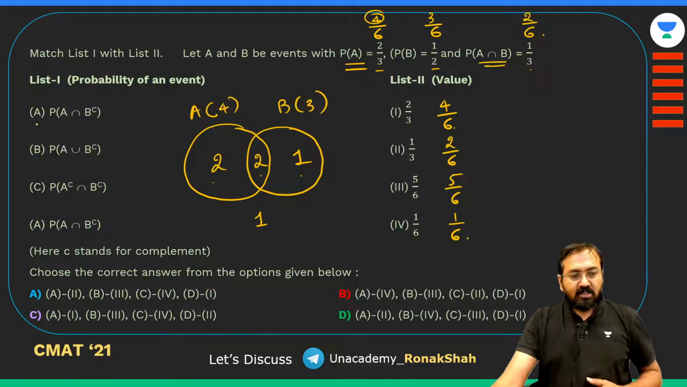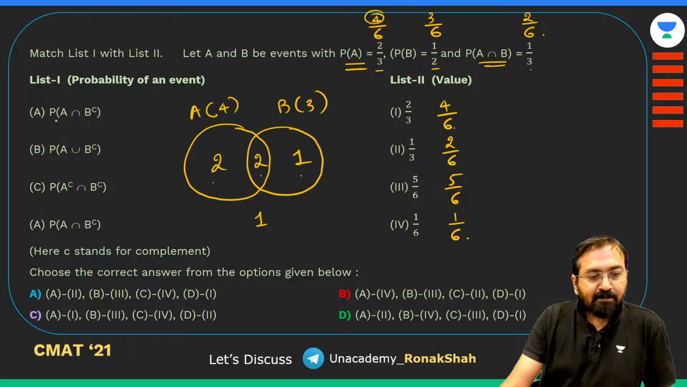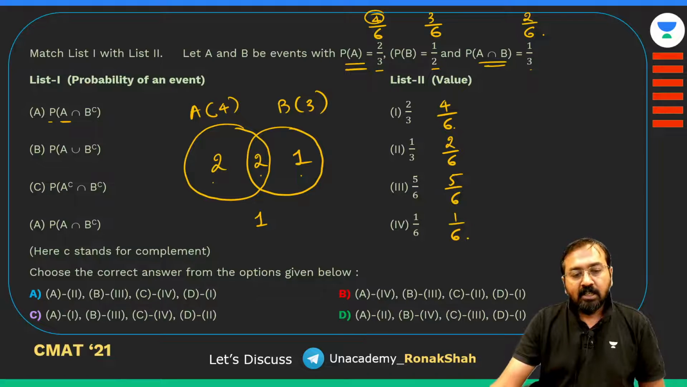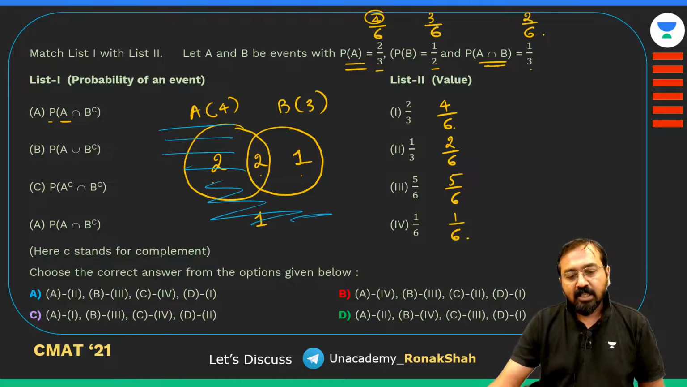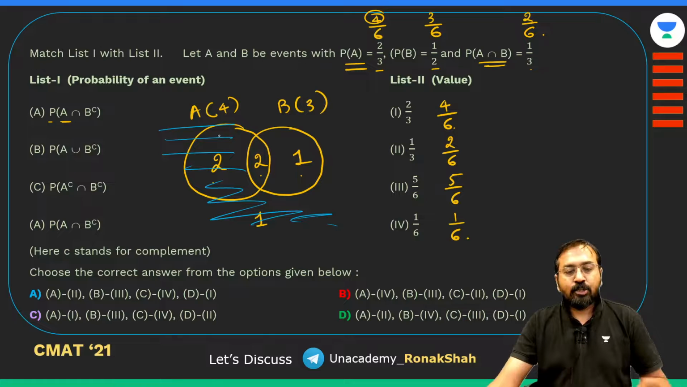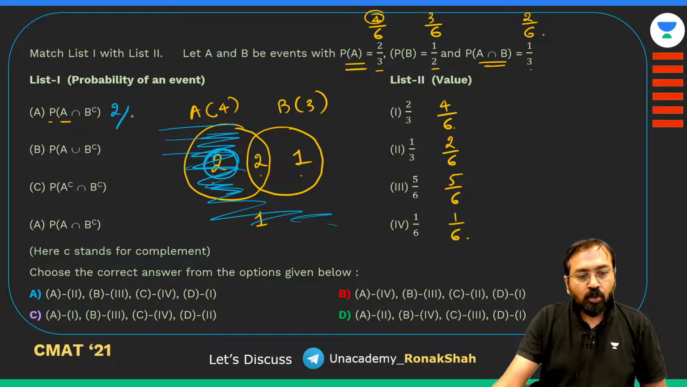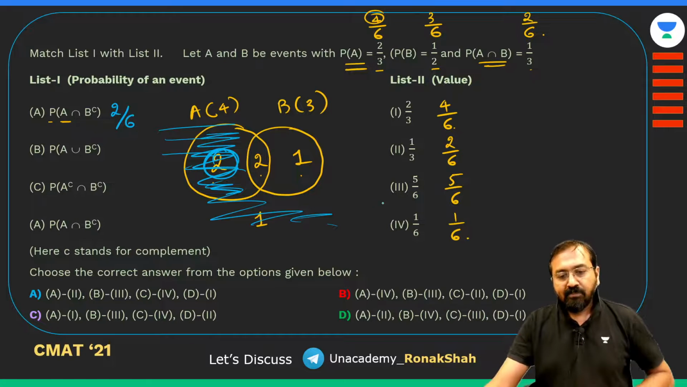So the first, option A, says the probability of A intersection B complement. Now what is B complement? Everything outside B is called B complement. So what is the intersection of that with A? Can I say it's this part, and it should be only 2. So this should be 2 out of 6, that is 1 by 3, or 2 by 6.